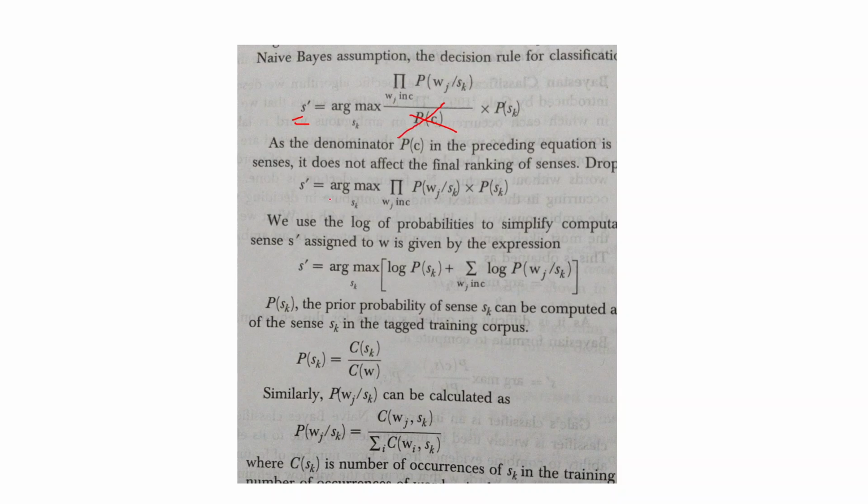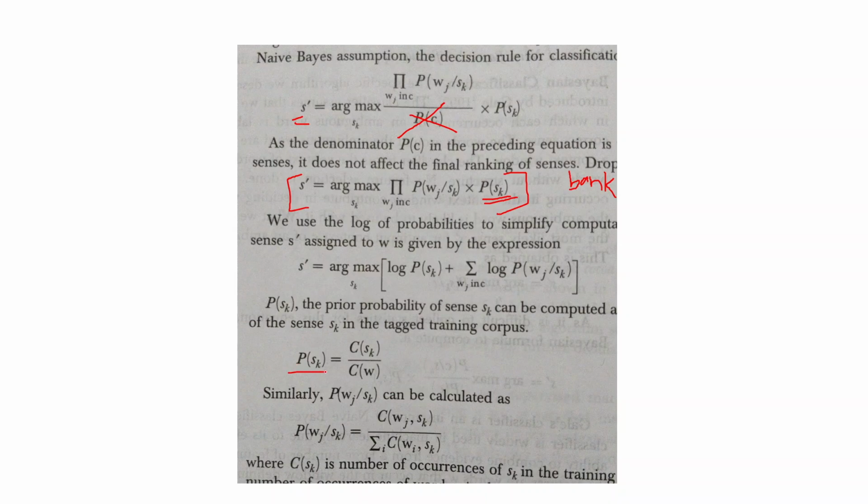So S dash can be calculated as argmax over Sk of probability of Wj given Sk, times probability of Sk. This is what we finally calculate. It is calculated from the corpus of sentences. What is the probability of Sk? Say Sk might be bank as a financial institution. So what is the probability of that occurring within our data set? How can we calculate that?